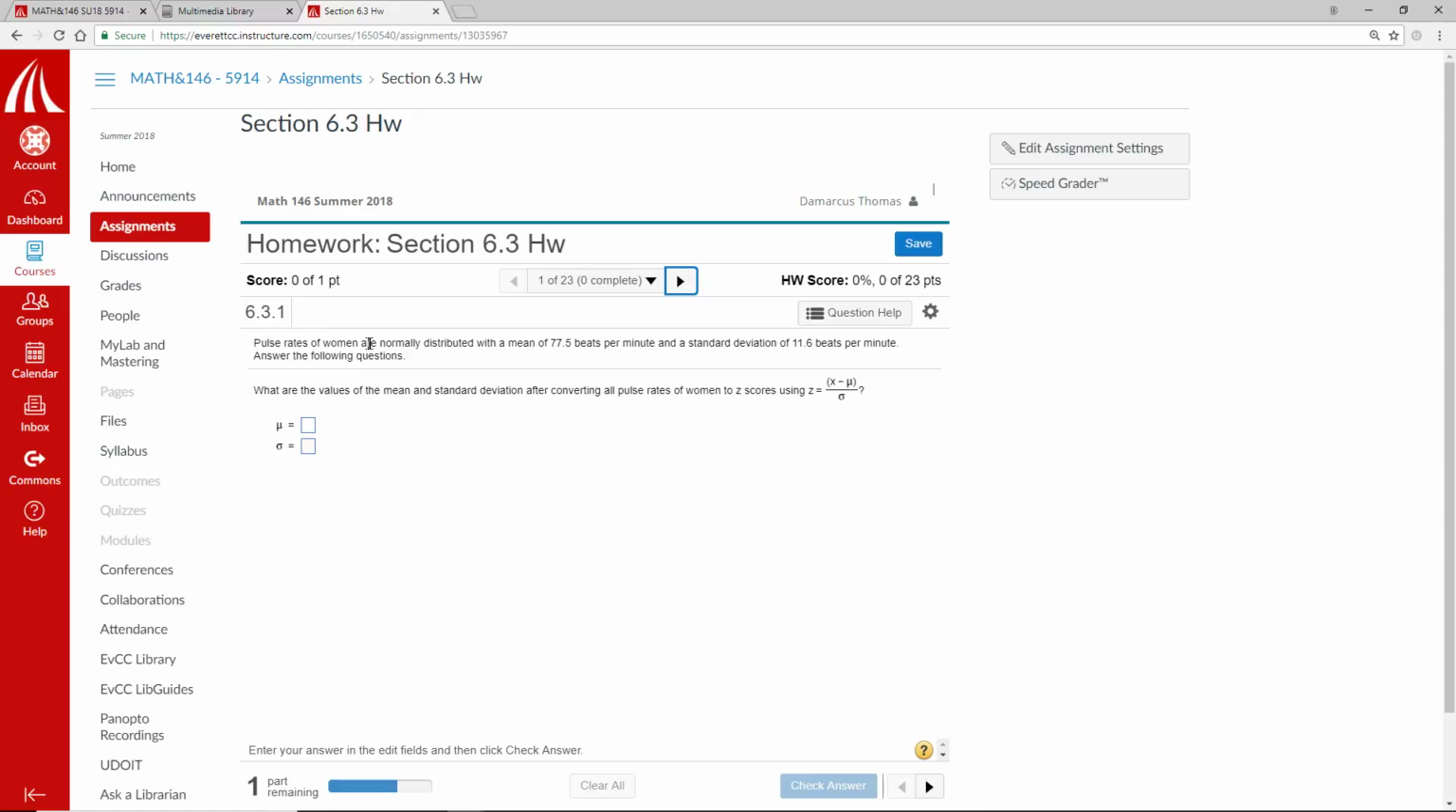Pulse rates of women are normally distributed with a mean of 77.5 beats per minute and a standard deviation of 11.6 beats per minute. Answer the following questions. Well, we already know the mean is 77.5 and the standard deviation is this. And so we just plug those values in, and they're probably going to want us to find the z-score after that. But first let's plug in these values and see what happens.